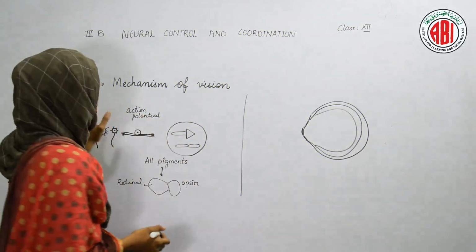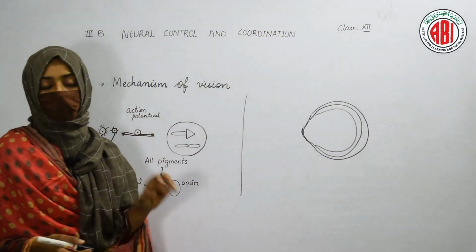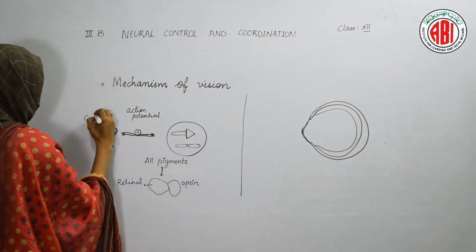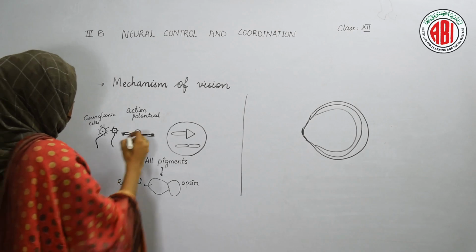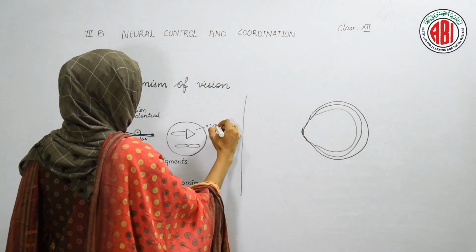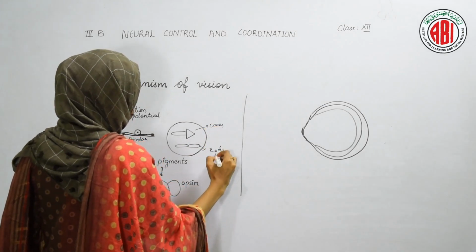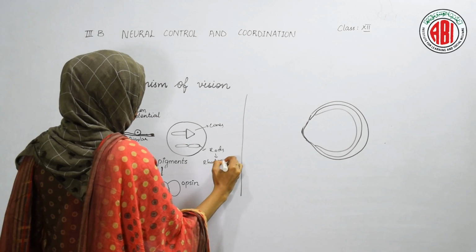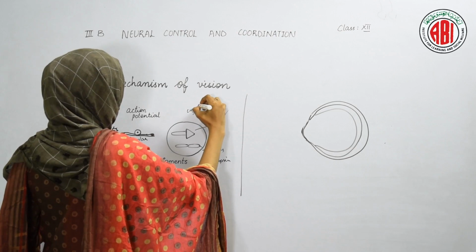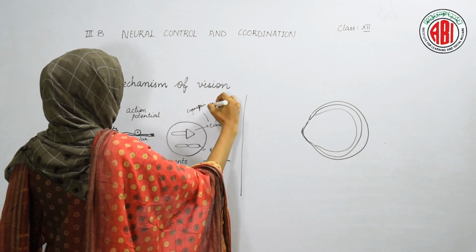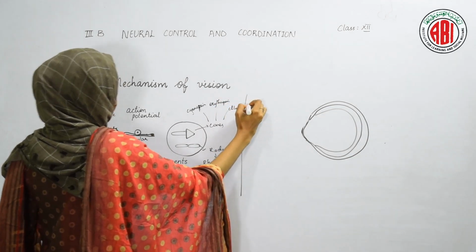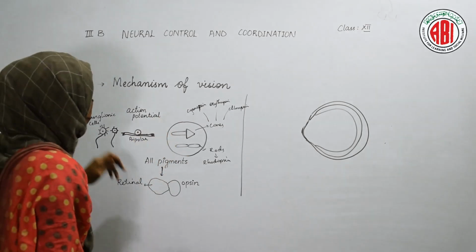Let us talk about the mechanism of vision. We have already seen that in the retina layer, ganglionic cells are present, bipolar neurons are present, and even rods and cones are found. In the rods, you can find the presence of a pigment called rhodopsin. In cones, three different pigments are present: cyanopsin, erythropsin and chloropsin. Okay, these are the different pigments.